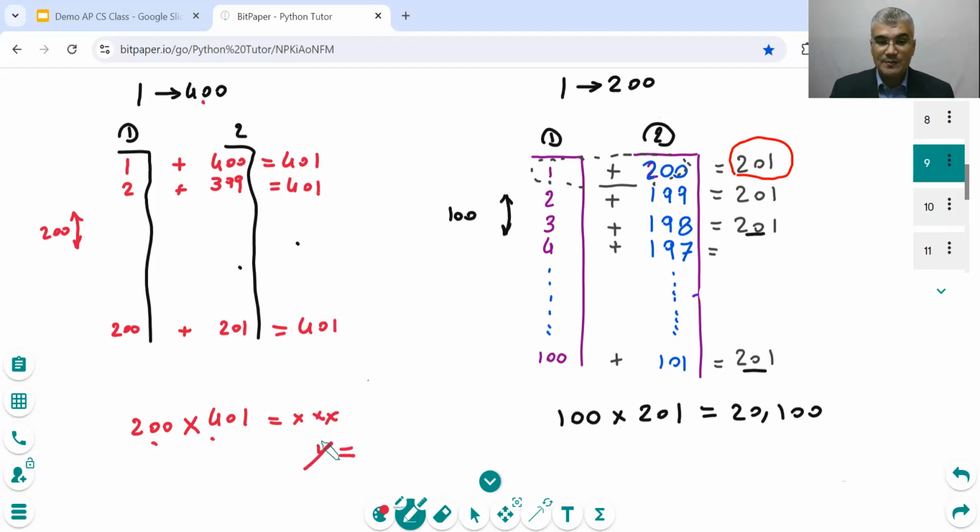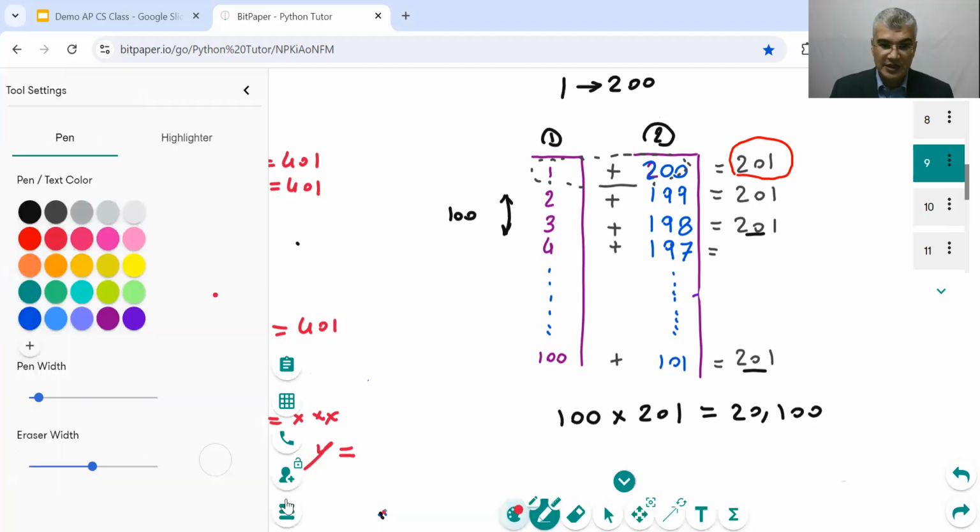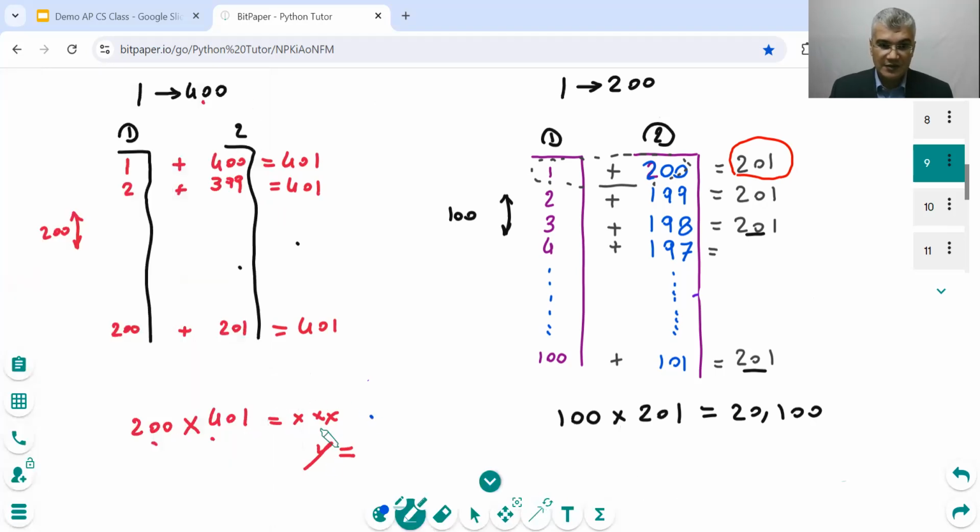So I will assume that my result here that I want to achieve, let me put it in another color, I will assume that here I have y, which is my result that I want to achieve. And we want to see here, we have two numbers, number 1 and number 2, and also we have here two numbers. If we look at this, what is the relation between 400 and 401? And what is the relation between 400 and 200? It seems to me that this 200 is like half of the 400.